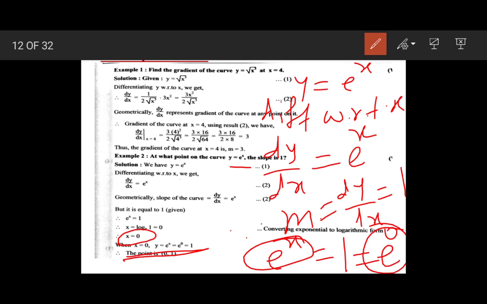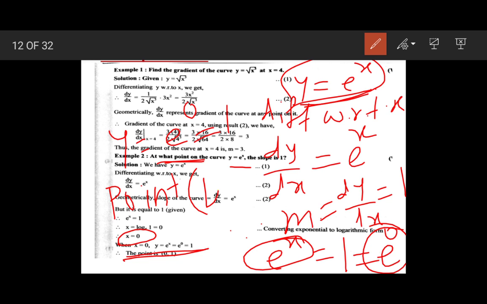Now after getting the x value, what we are going to do? We are going to substitute this x in this equation. So we will get the y value. So y is equal to e raised to 0. e raised to 0 is 1. So I have to find the point now. So the point is what? The point is x value, which is 0, then y value, which is 1. Clear?